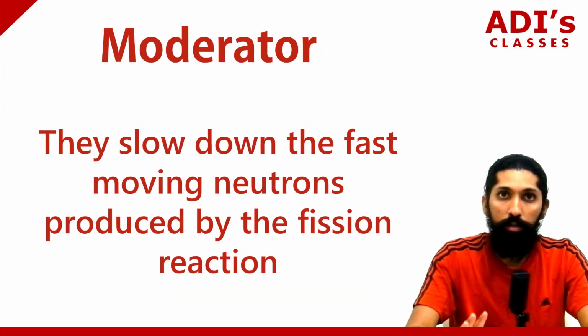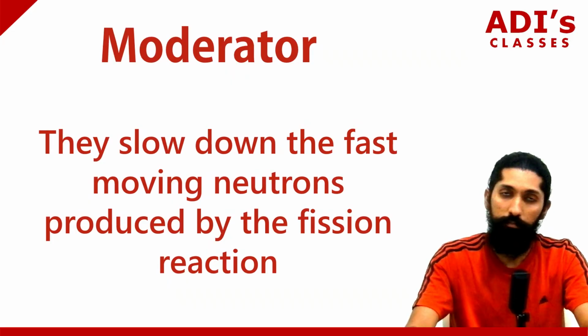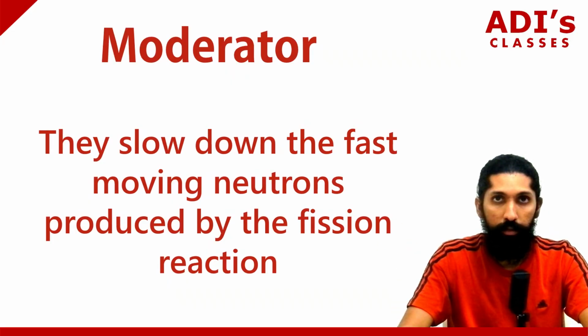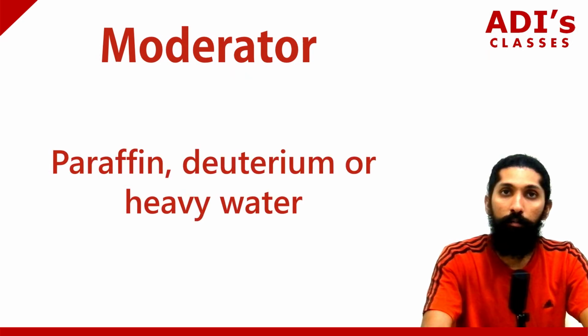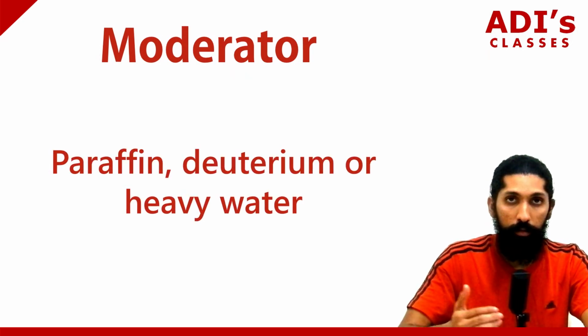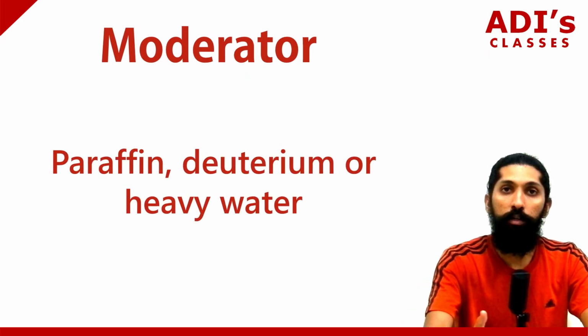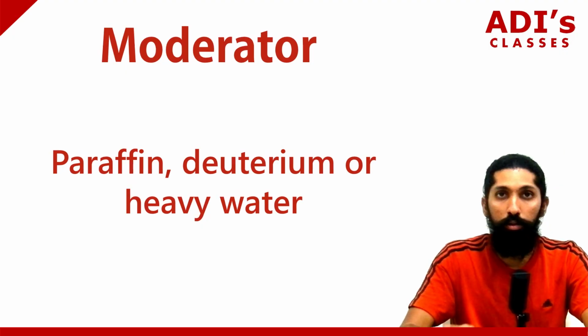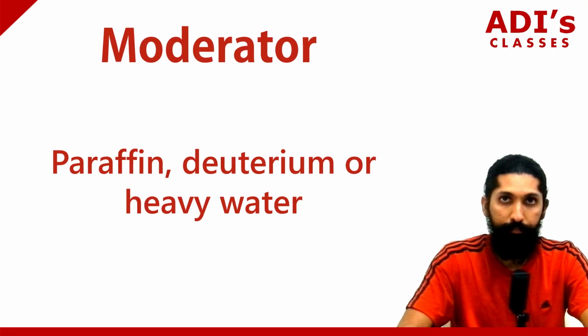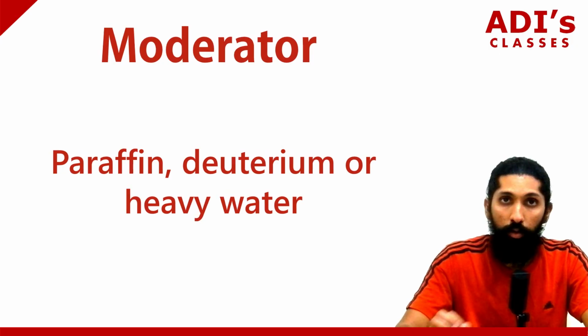So generally we use heavy water, paraffin, deuterium, graphite. There are so many moderators. From 50 km per second, the speed of the neutron, a moderator reduces it to 2 to 2.2 km per second.